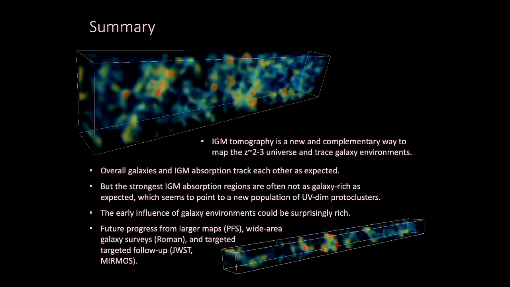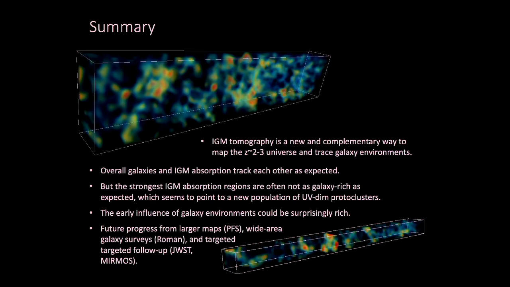Okay, just to summarize here, this is a pretty new technique. And I think it's pretty exciting because it brings a lot of complementarity to the way that we have been mapping the distant universe. LATIS is the largest such survey, but this is a rapidly growing field. There will soon be much larger ones. What we found so far is that galaxies and the IGM maps track each other as expected most of the time. But there are some interesting exceptions where you see a lot of absorption, and we expect there to be a lot of matter, but they're not very galaxy rich.